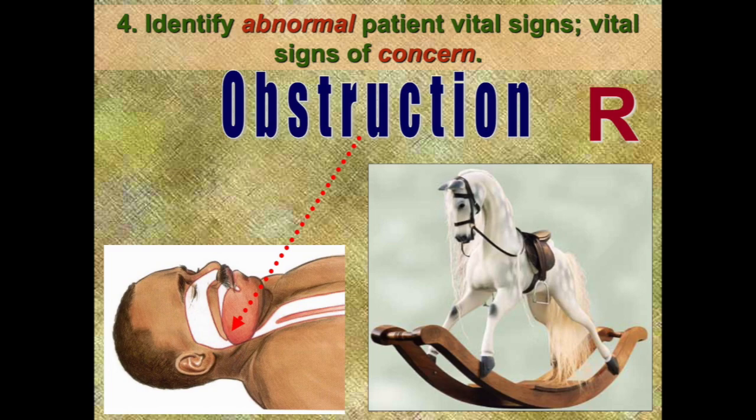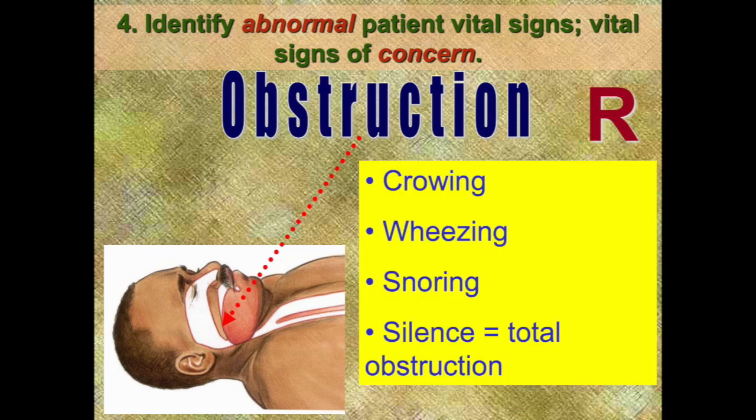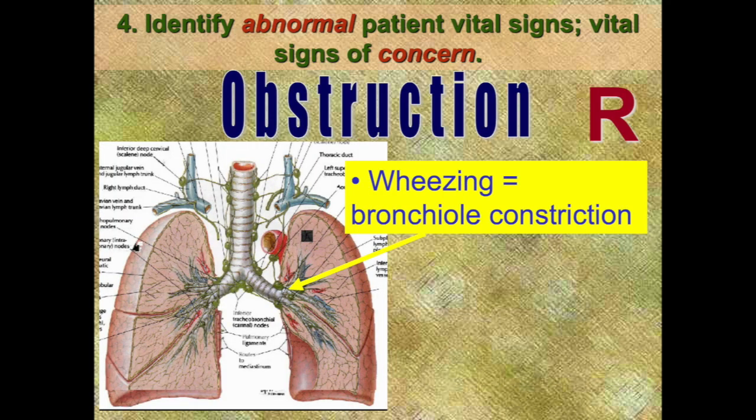The big obstructor is the tongue, and you'll see the diaphragm contract, and then there's no expired gas. They will be in a rocking horse type of pattern because no gas is moving. If there's crowing, wheezing, snoring, the patient is barely squeaking air by, and again, silence is total obstruction. Wheezing, if you're listening to the patient, is narrowing of the bronchioles. So we've got to be able to treat that before we treat the patient.